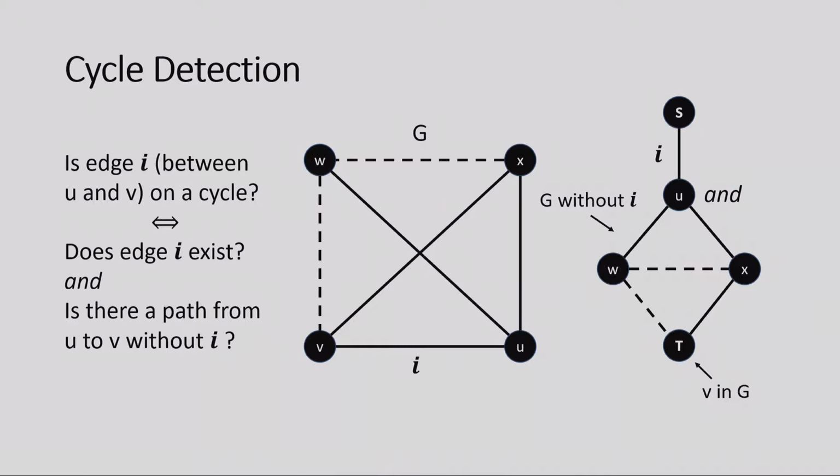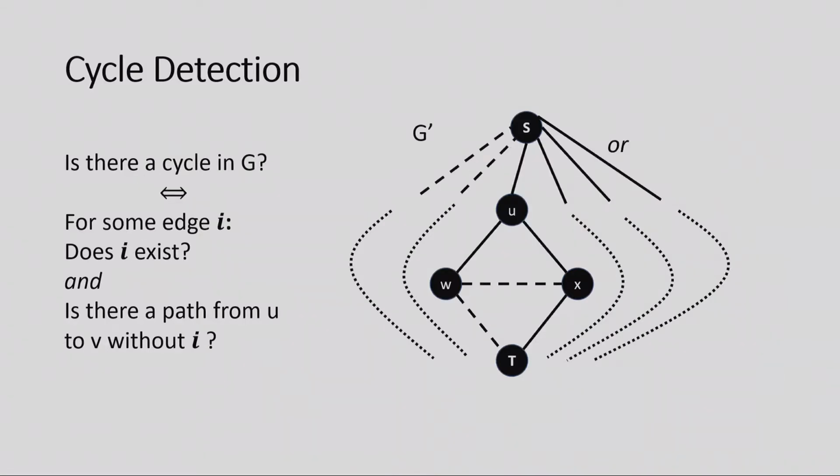Here, the first part of this is very self-explanatory. We just say that the edge I is now between S and U, but the second part of this is a copy of the initial graph with edge I removed. And you can see if both of these conditions are true, then edge I exists, and there's a path from U to V that doesn't include edge I. So that answers the question for a particular edge.